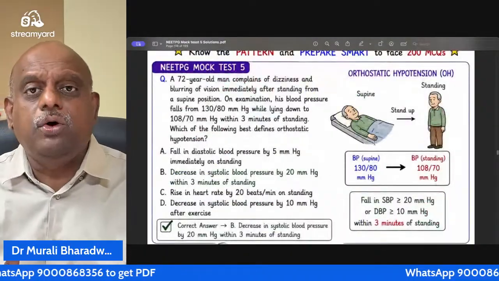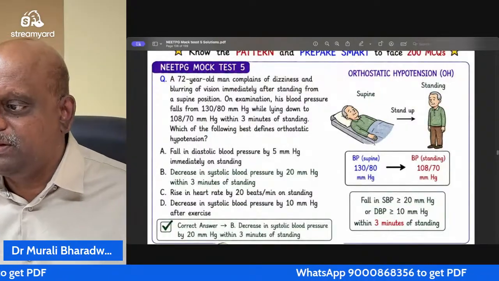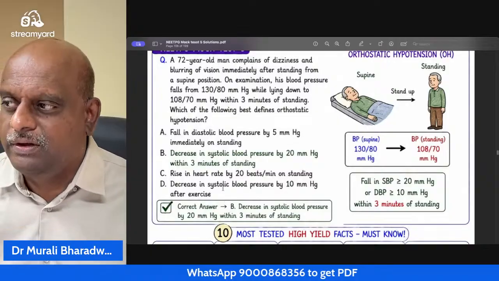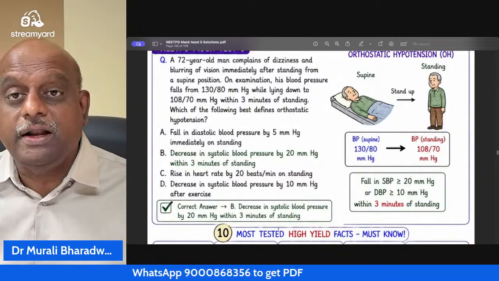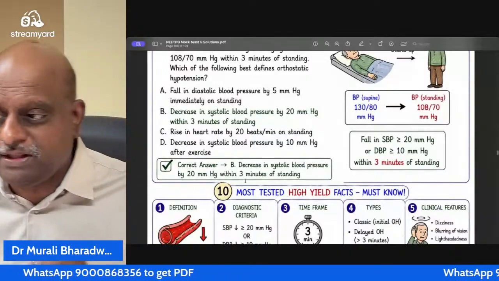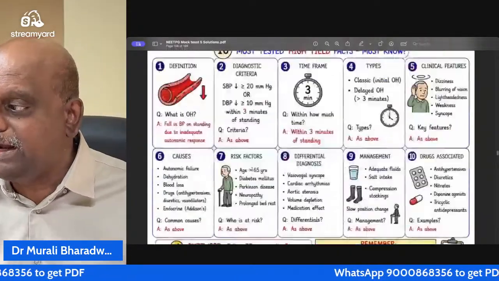Now, a 72-year-old has giddiness, blurring of the vision immediately after standing. So, what is the definition of orthostatic hypotension, doctor? Any decrease in the BP by 20 millimeters of mercury within 3 minutes of standing defines orthostatic hypotension.